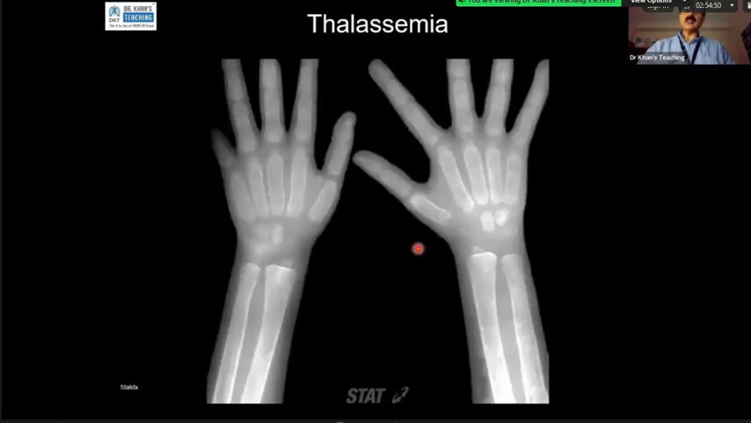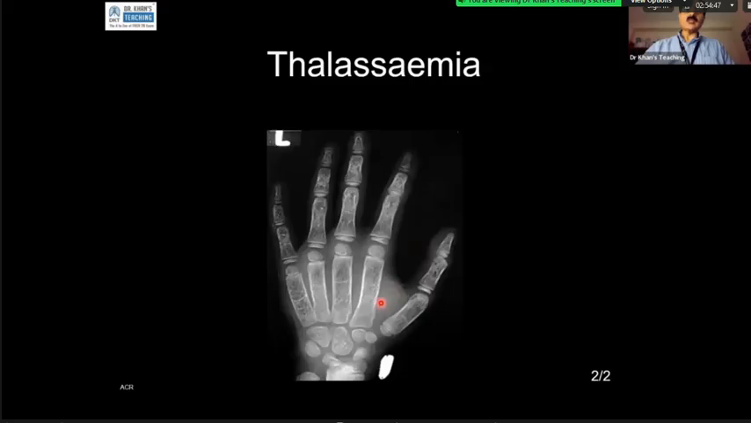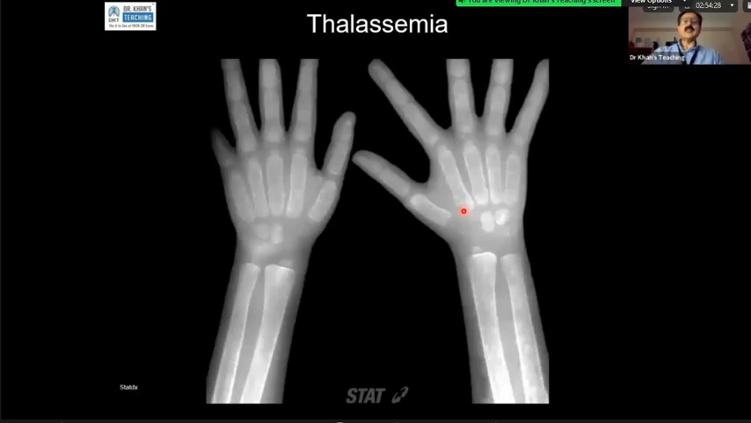So in this case, this was the case. If you see, there is expansion of all of the medullary cavities. There is a coarse trabecular pattern, and loss of tubulation is there, and all metacarpals as well as the phalanges are involved. This is another example in which you can see the same thing. All of the metacarpals as well as the phalanges show the same finding, and to a lesser extent, the findings are also in the radius and ulna.